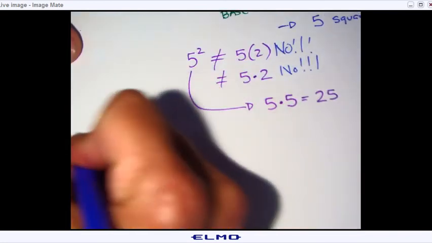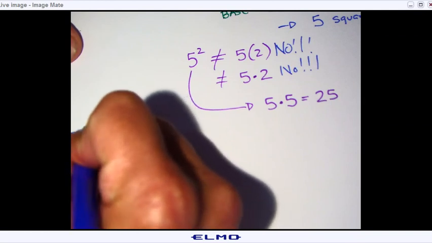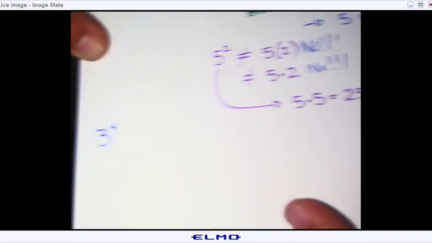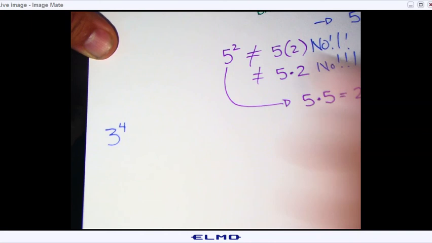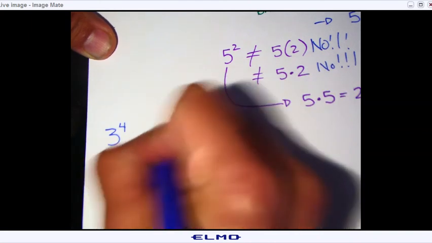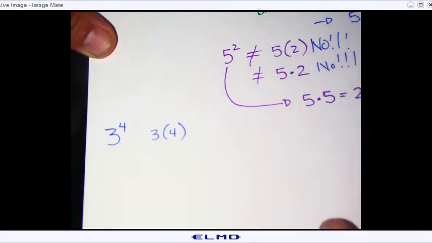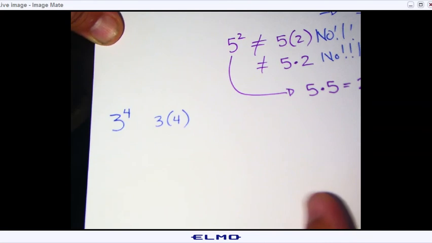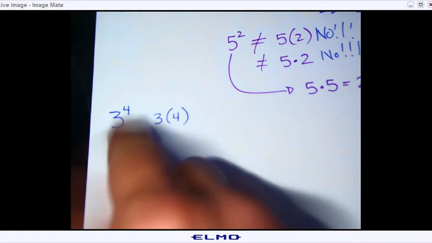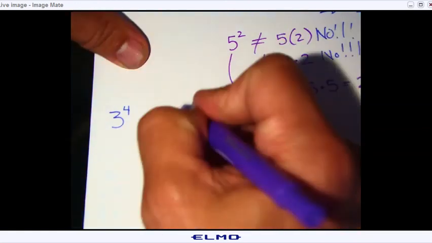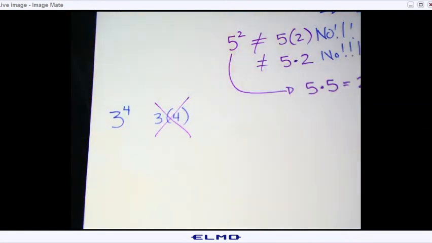So what about 3 to the power of 4? Does that mean 3 times 4? A lot of kids will do that. I don't know if you guys did that. No, no, no. This is not 3 times 4. There's no parentheses, right? If they're going to do that, they'll tell you.